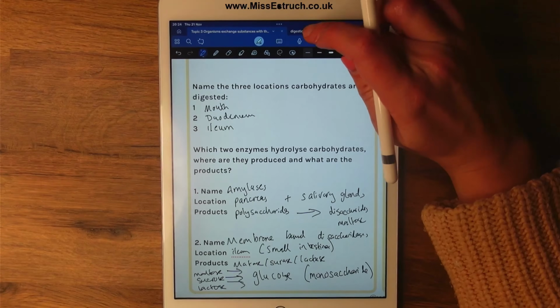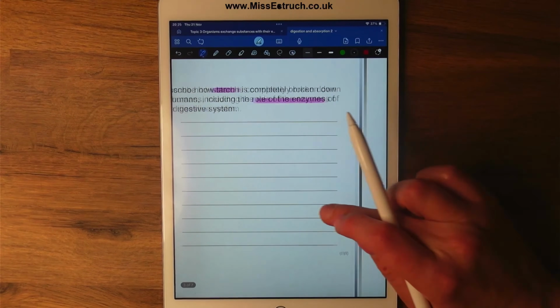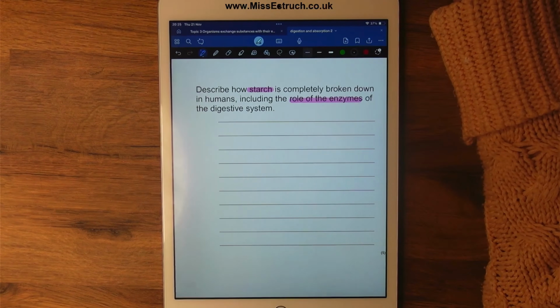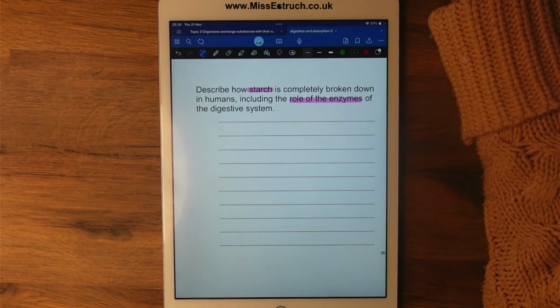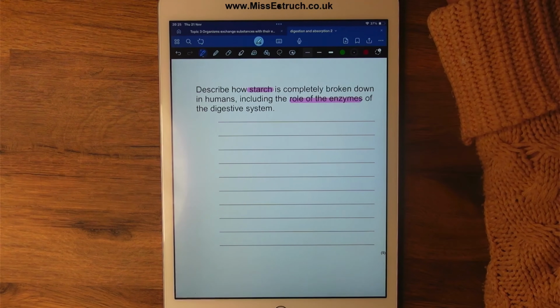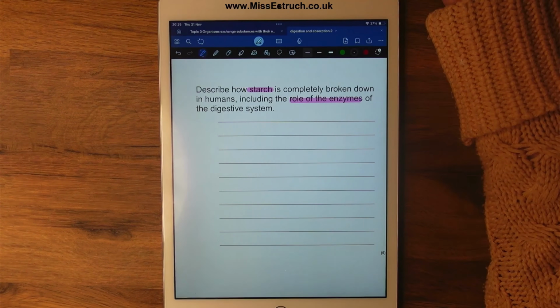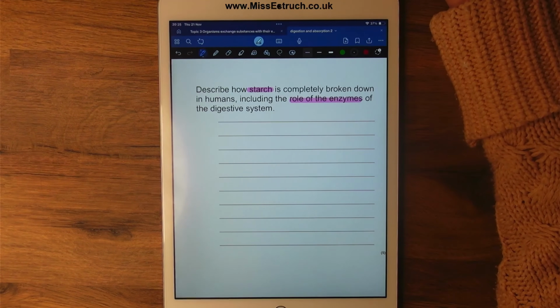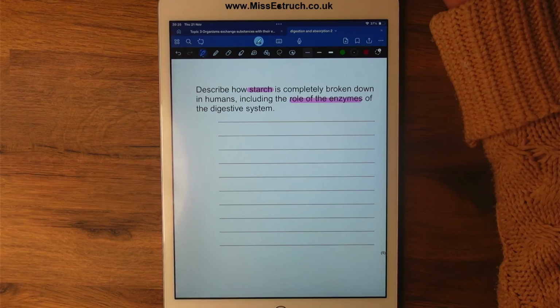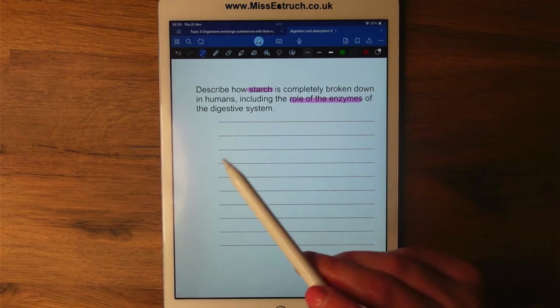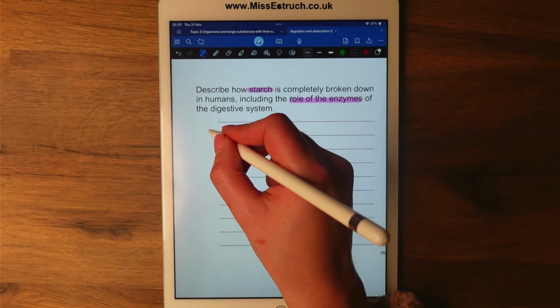So let's see how that would potentially translate to this 5-mark question, which is describe how starch is digested. So we need to know, how is starch digested? So for this one, it would be linked to all the key things that we just said.